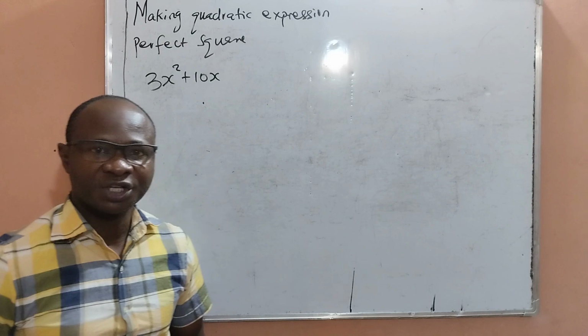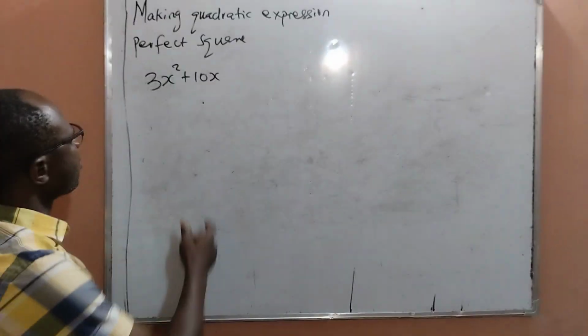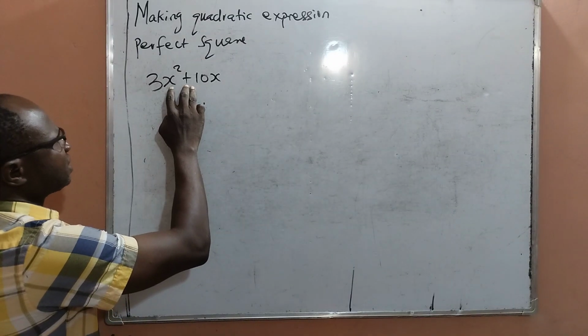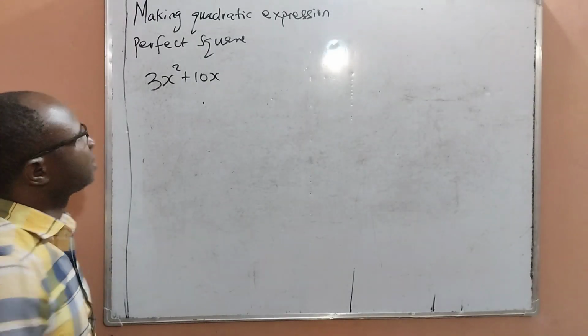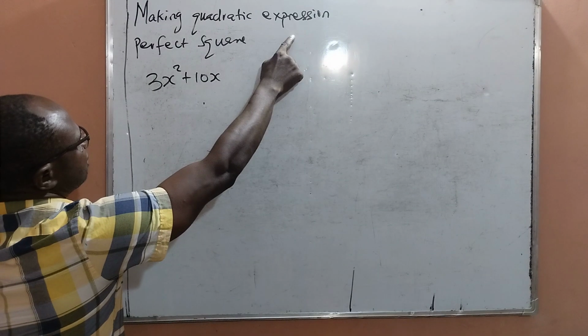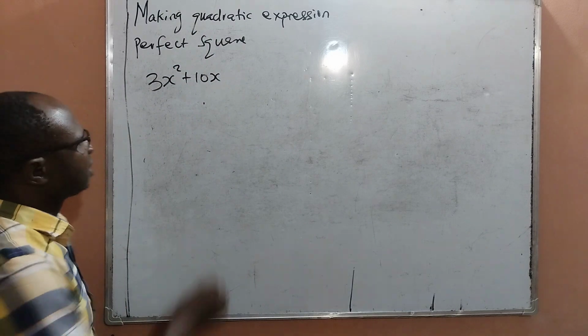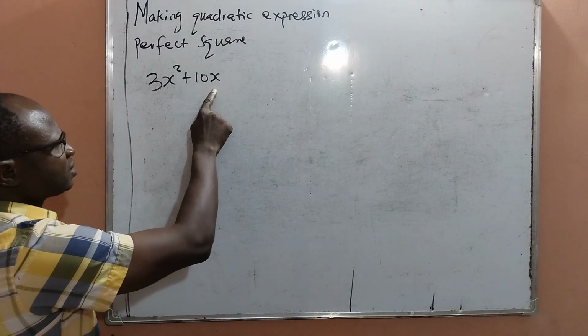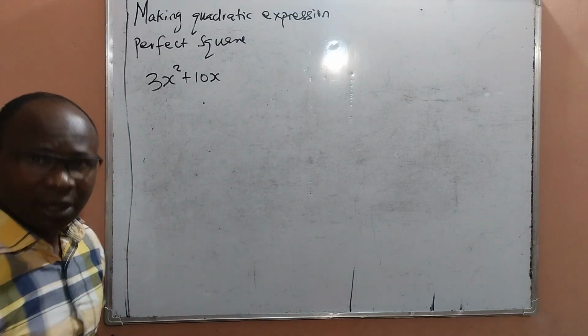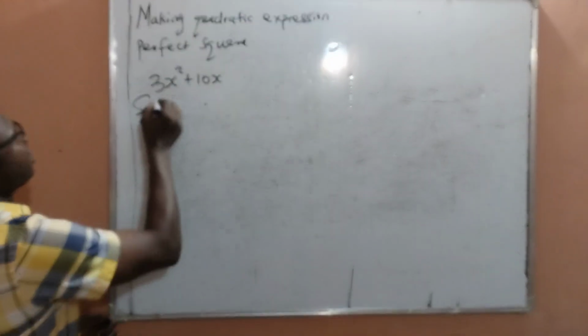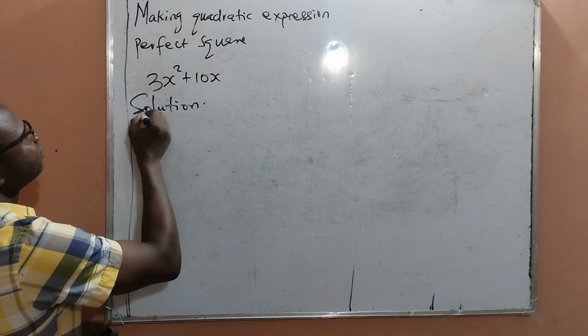Welcome viewers. This morning, we want to see how we can make this quadratic expression a perfect square. Making a quadratic expression a perfect square. Okay, so this is a quadratic expression. We want it to be a perfect square. How to do it? A quick solution to it.